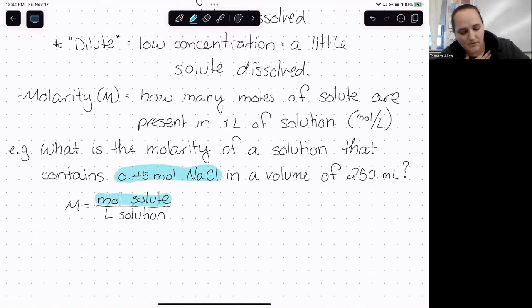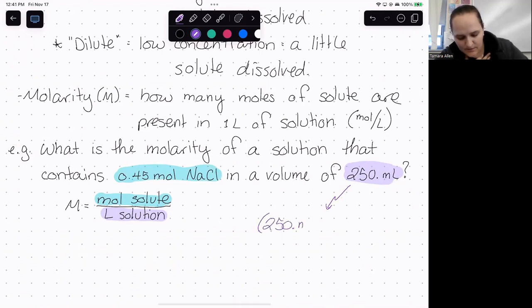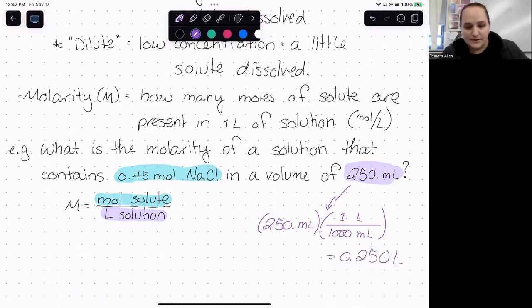Moles of solute is given to us directly. That's easy. The liters, we're not directly given, we are given a volume in milliliters. So we are going to have to convert that. We know that 1 liter is equal to 1,000 milliliters. So if we want to convert that 250 milliliters, we're going to put 1,000 milliliters on the bottom, 1 liter on the top. So that is going to be 0.25 liters.